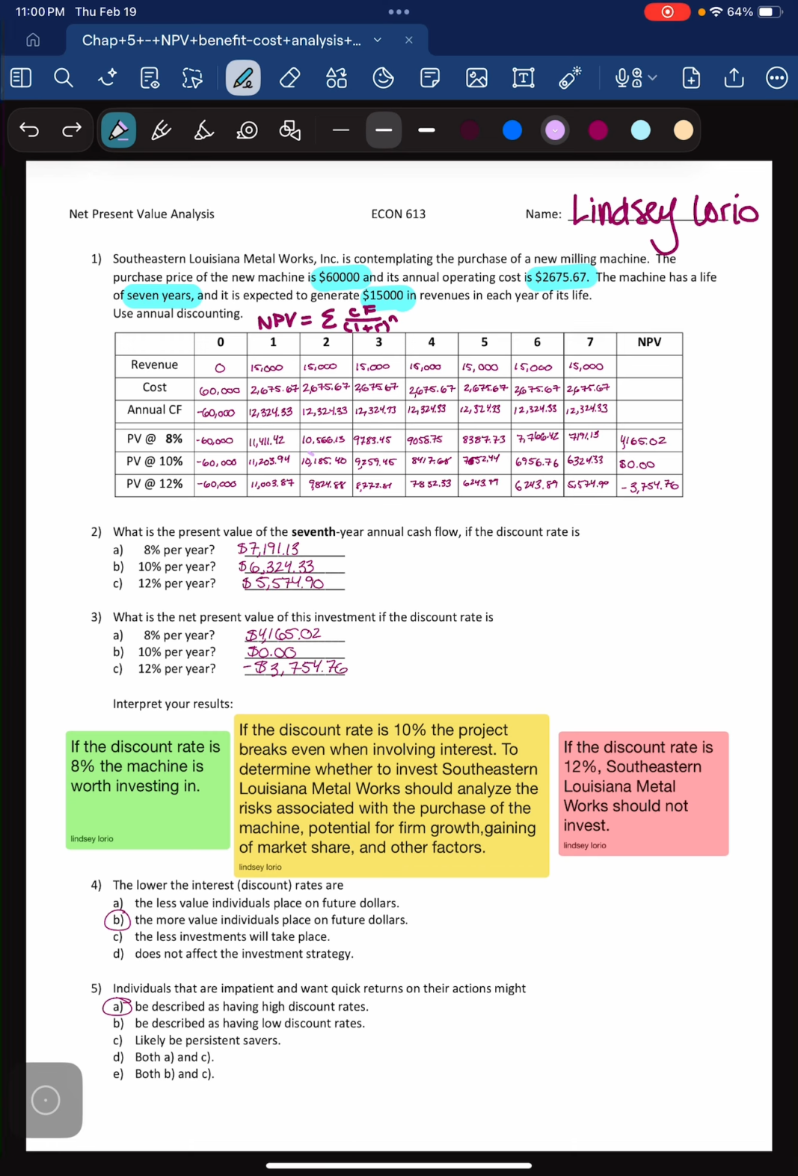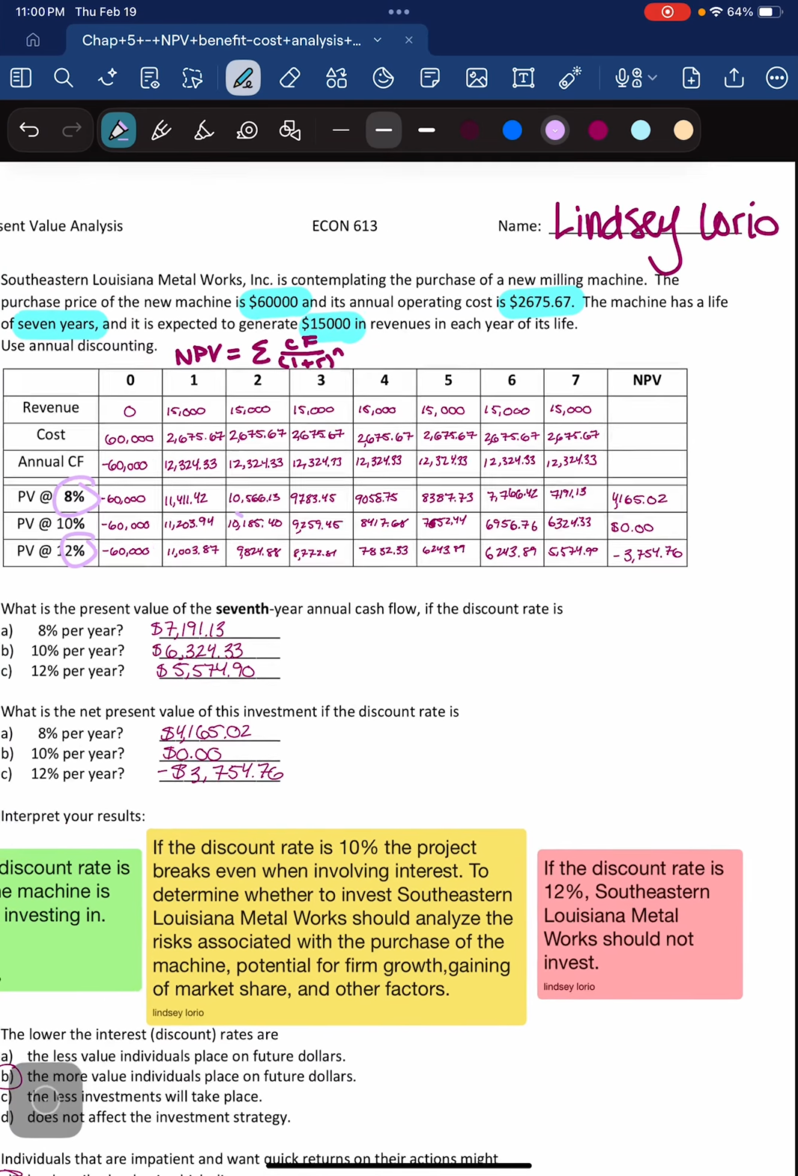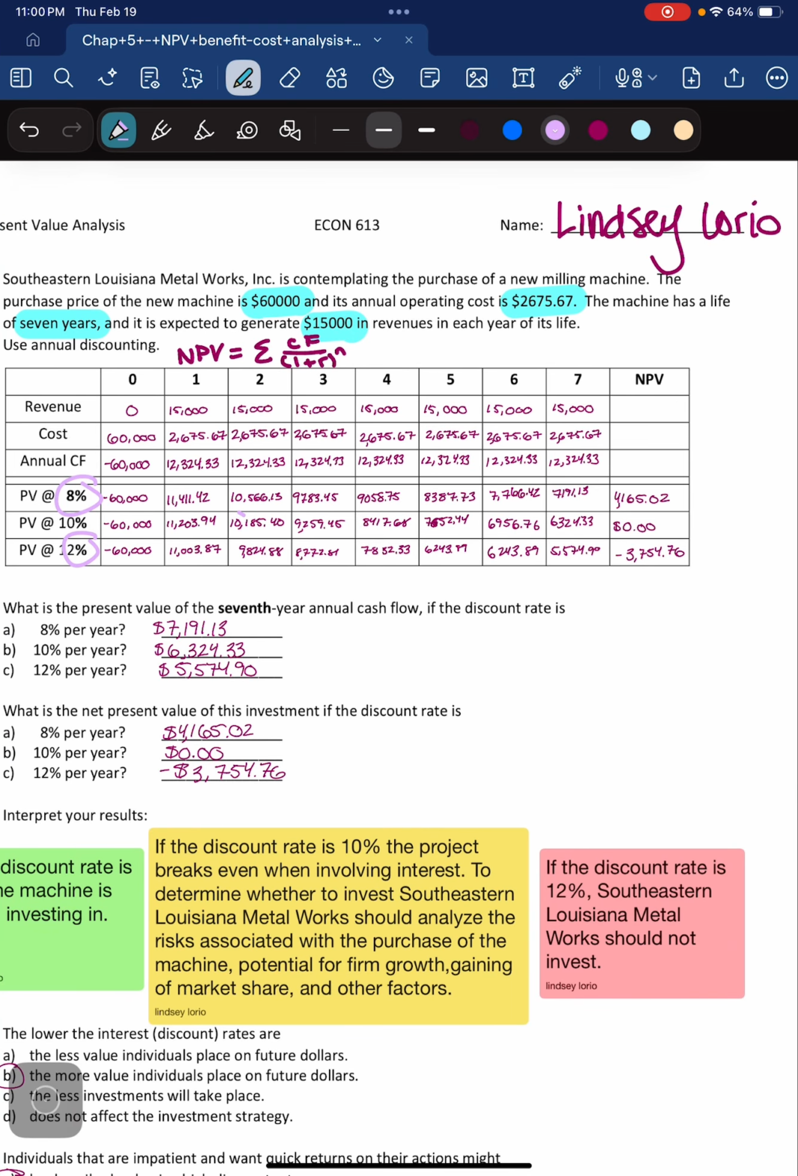So the lower the interest discount rates are, the more value individuals are placing on future dollars. And if you look at these numbers, you can kind of tell. So the lower the interest rate, so 8% is lower than 12%, right? And the 8% is very clearly higher. This 4,165 is very clearly higher than 0 and 3,754. We're valuing that number higher if that interest rate is lower.